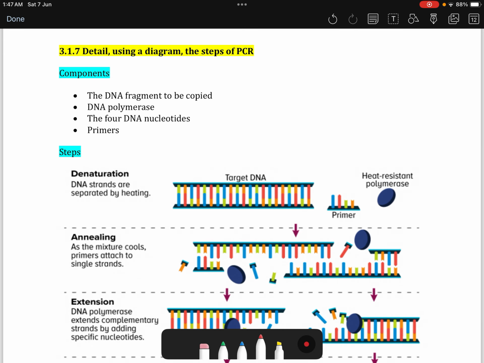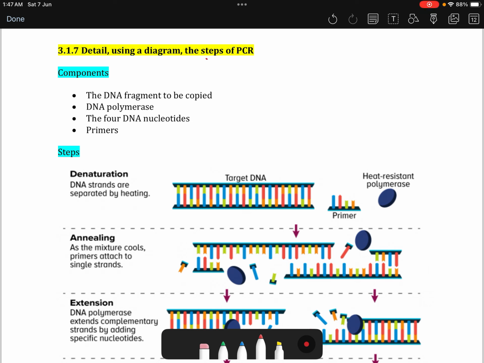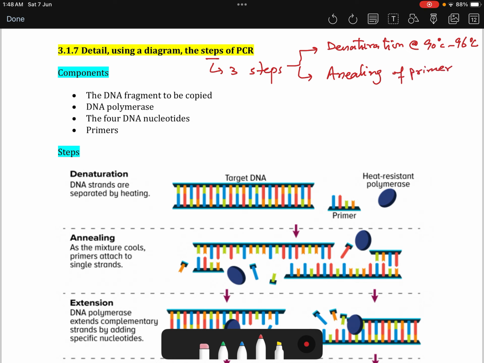Last KPI of this topic, detail using the diagram the steps of the PCR. So we have here three steps. Remember the three steps. Number one, denaturation at 90 to 96 degrees, any temperature you can write. Annealing. Who anneals at this one? It's the annealing of primers at 50 degrees Celsius to 65 degrees Celsius. Any number you can write.